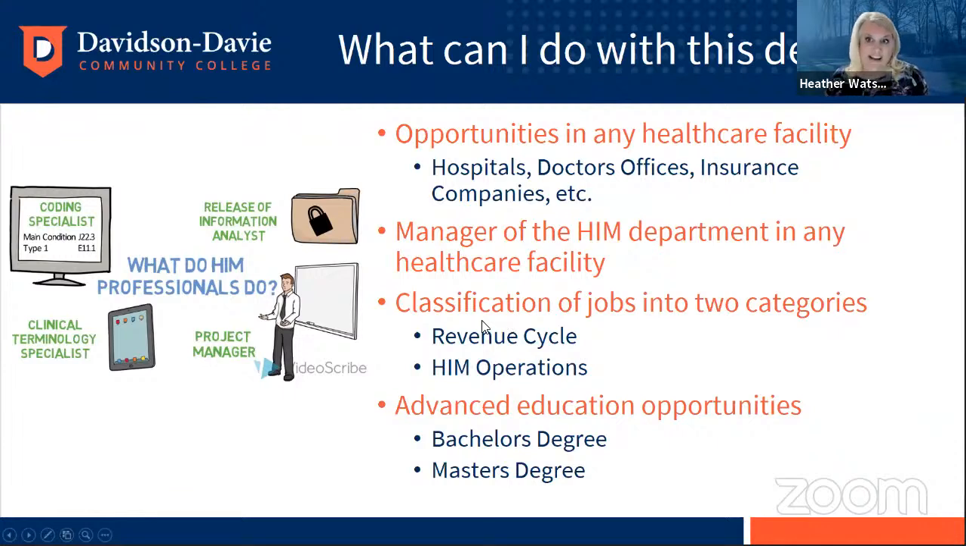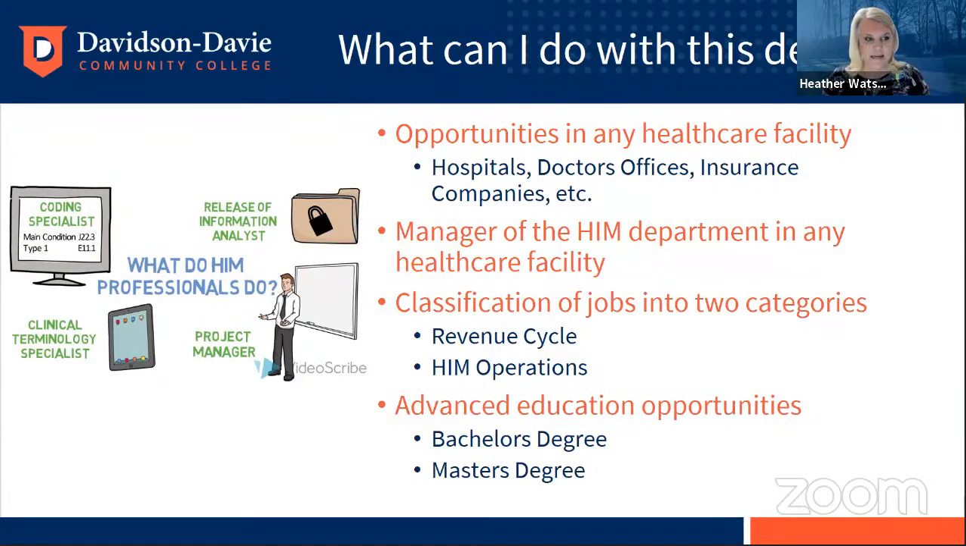The easiest way to think about our degree is it's classified into two categories, basically. So there are two sides of the house when it comes to health information. There is a revenue cycle and HIM operations. So let's talk about revenue cycle first, because a lot of students come to our program very interested in a career in coding, or some people may think of it as medical billing. Which is a piece of coding, but we're training you to be coders.